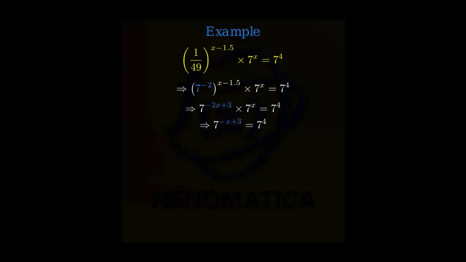Since the bases are the same on both sides of the equation, the exponents must be equal. This gives us the equation -x plus 3 equals 4. Now we can solve for x. Subtracting 3 from both sides, we get -x equals 1. Finally, multiplying both sides by -1, we get x equals -1.